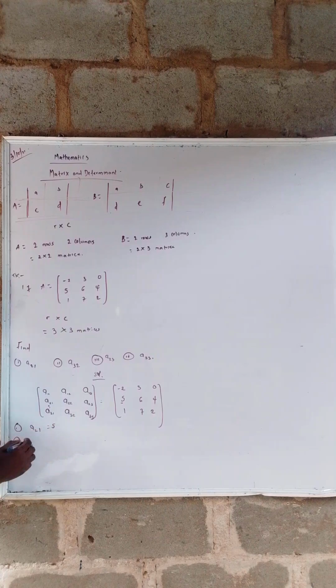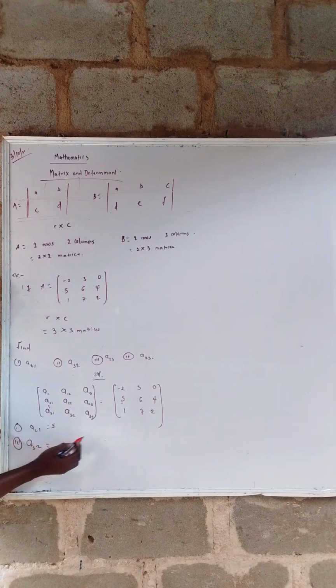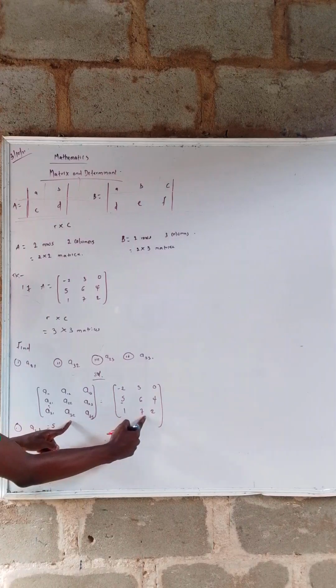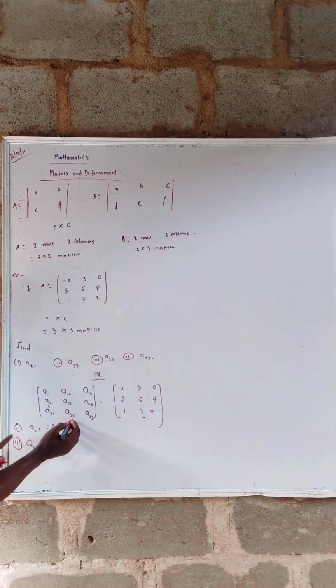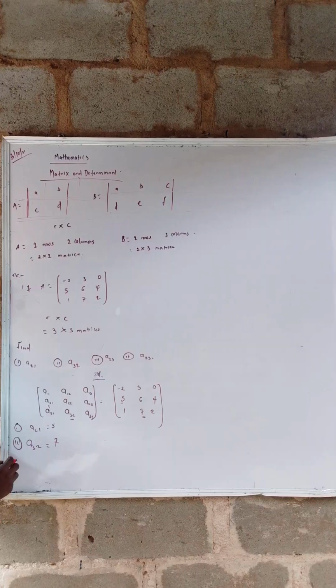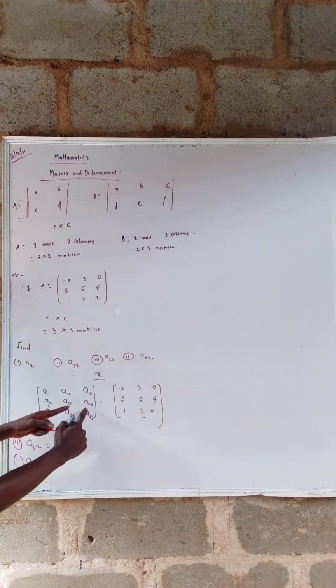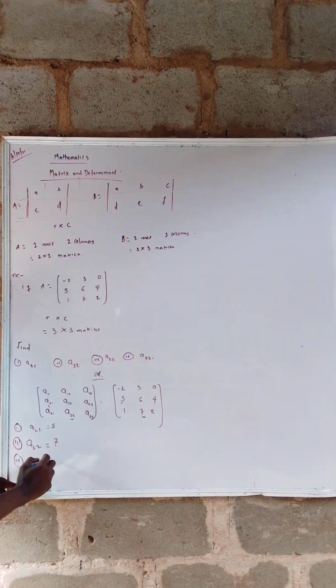Now the second one is, what is A32? 7. A32, that's 32 here. You see that it's on the same page. So we have that 7. Then the third one, A23 should be what? 23 is there. That should be 4. So we have the fourth one as A33, that should be what? 2.